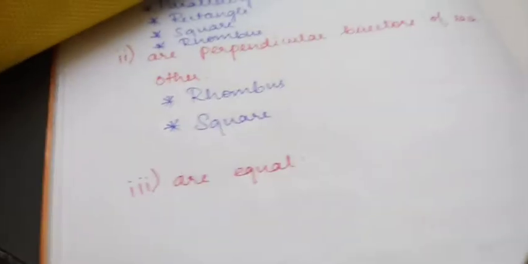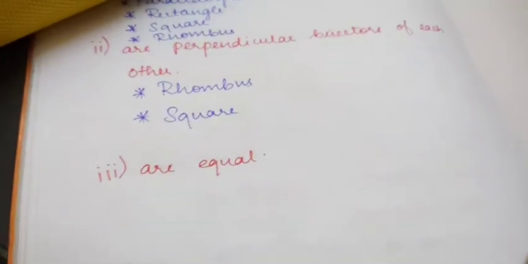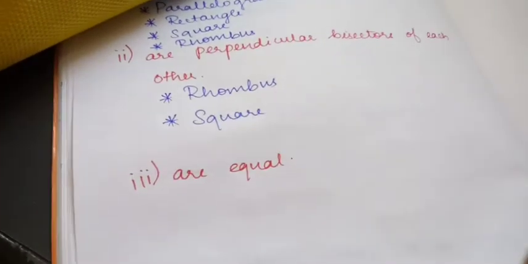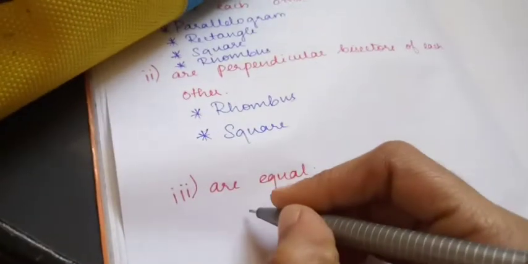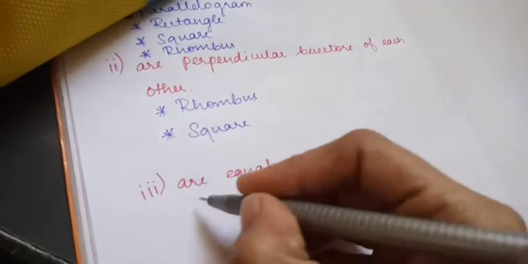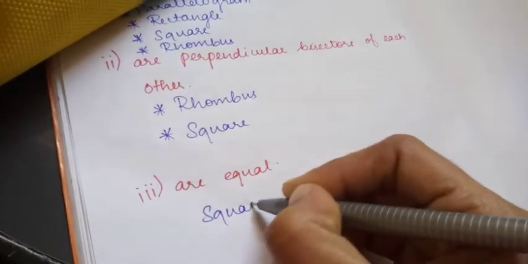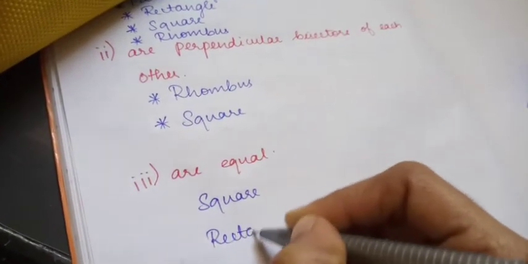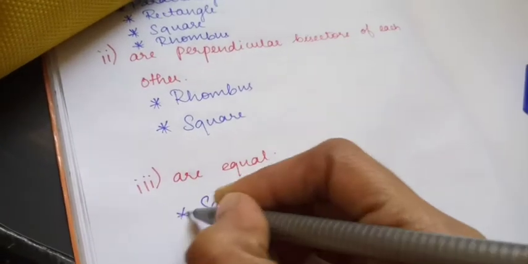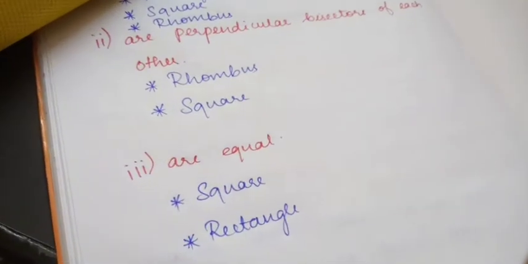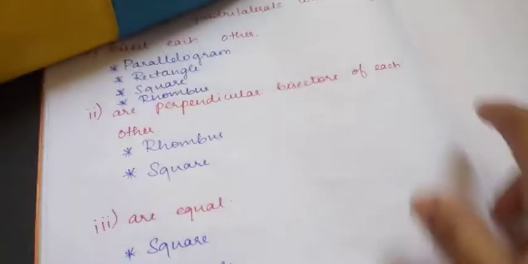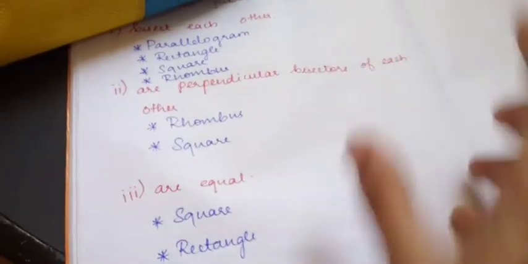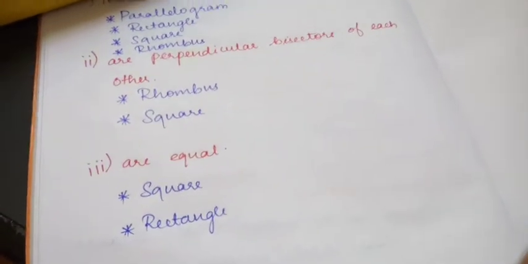Next, in which figures will our diagonals be equal? In which will we have the diagonals as equal? Diagonals are equal in square and rectangle. In square and rectangle we will have diagonals as equal. Both the diagonals will be equal.